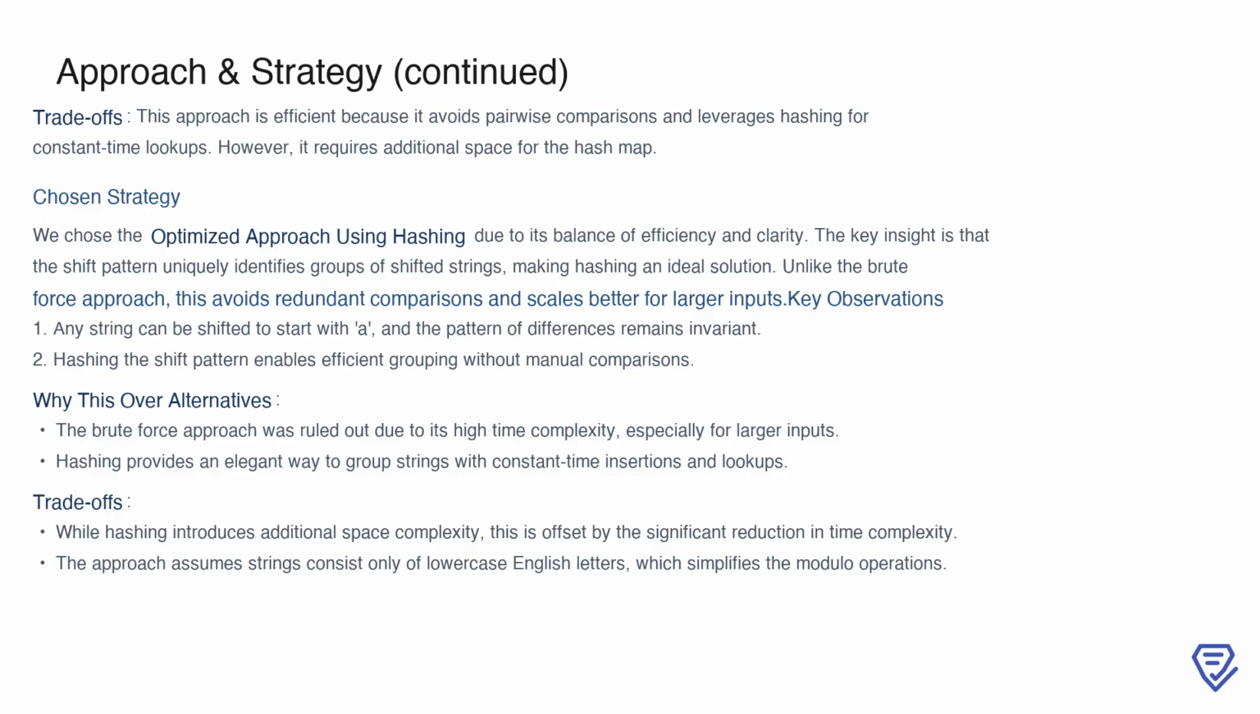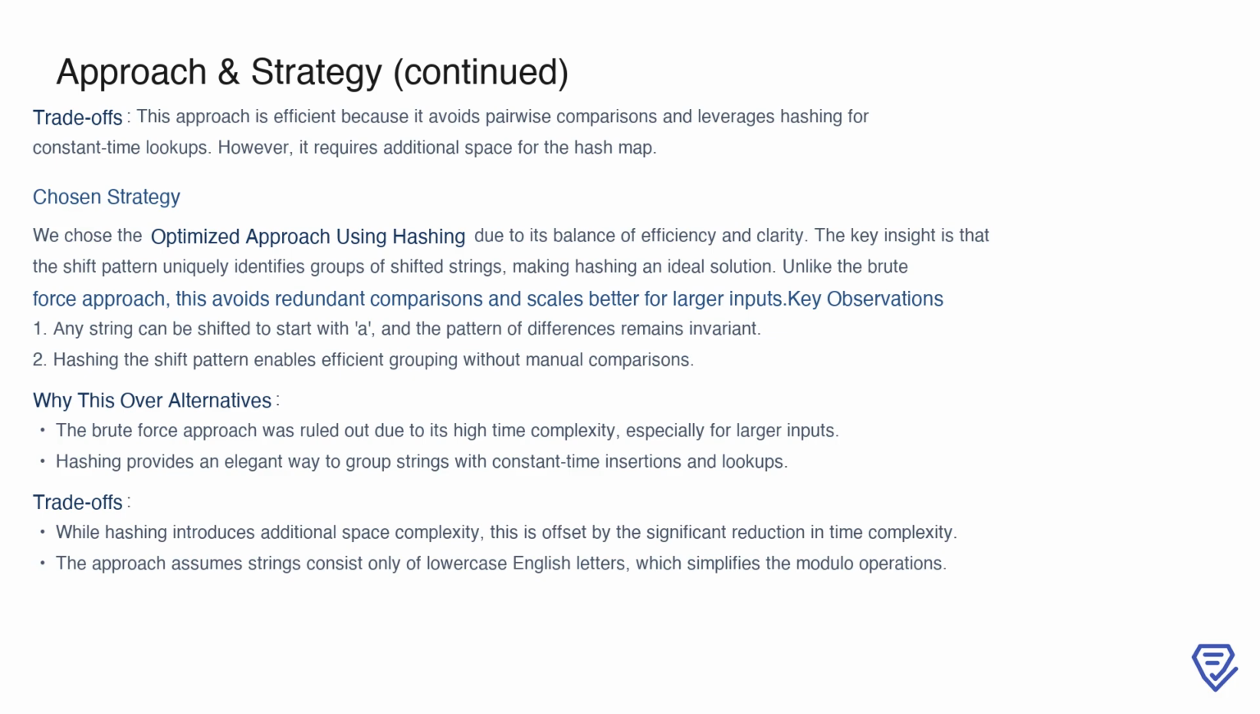By avoiding pairwise comparisons, we eliminate the quadratic time complexity of the brute force method. Hashing allows us to group strings in constant time for insertions and lookups, which significantly improves performance. However, we do require additional space for the hash map. This is a worthwhile trade-off, as the overall complexity remains much more manageable for larger inputs.